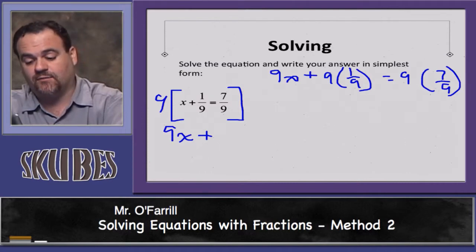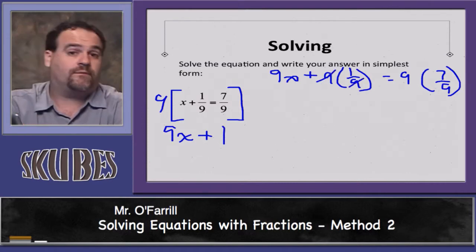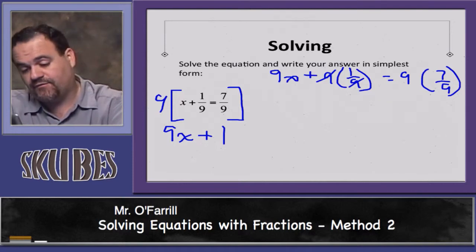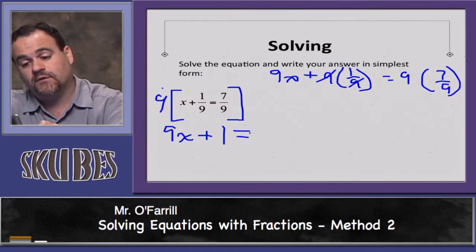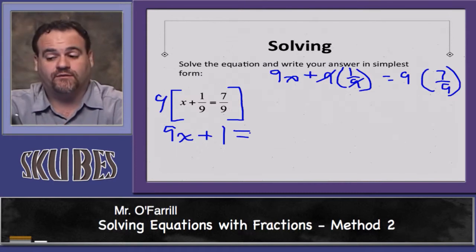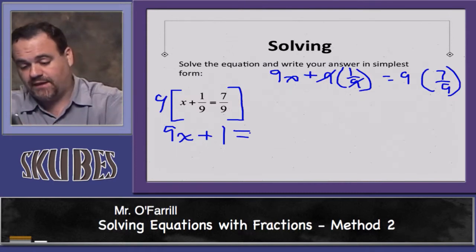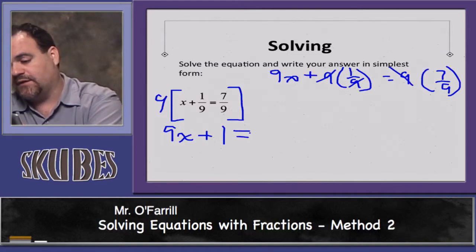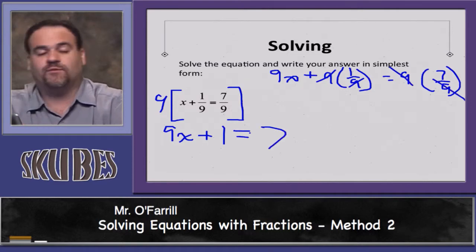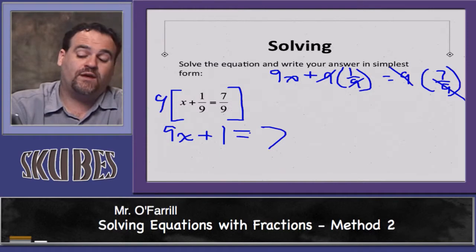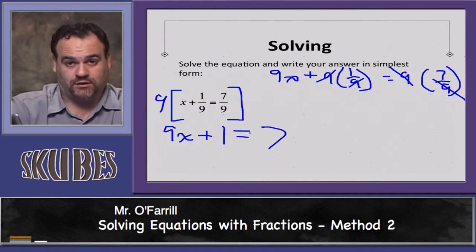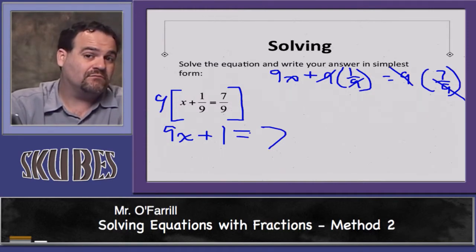If you take a look and we do 9 times x, well, just like we wrote over there, that equals 9x. Plus, and then we're going to do 9 times 1/9. In this case, and I'll come back to the picture we have here, the 9's cancel. That leaves you with 1. And then finally, we're going to do 9 times 7/9. The 9's cancel. You're left with 7. We have 9x plus 1 equals 7.